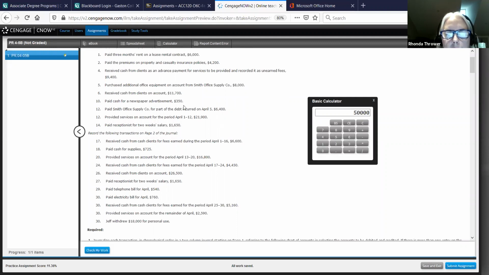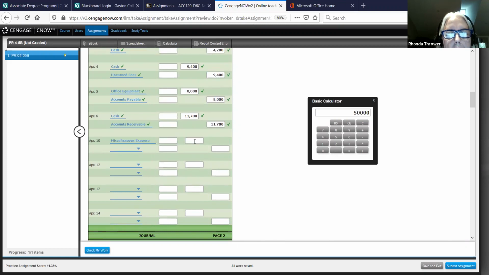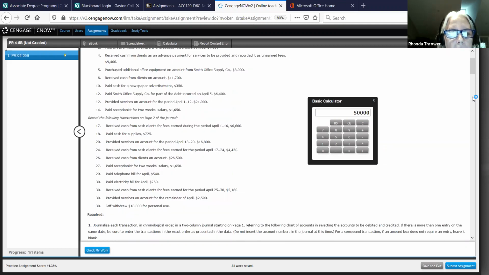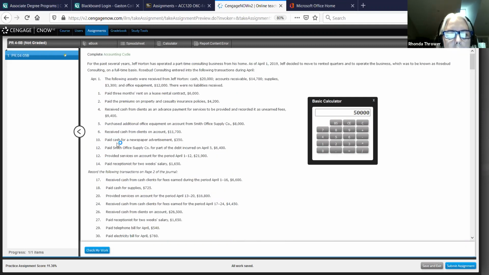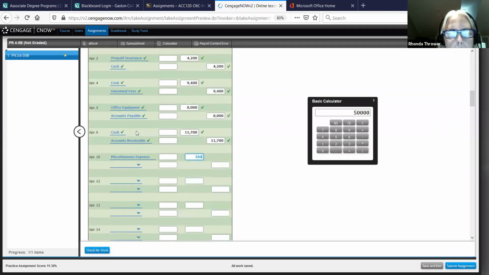So the newspaper advertisement is going to go into miscellaneous expense for $350. And let's look at that transaction again on April the 10th to see if we paid cash for it. We did. We paid cash, so our cash is decreasing. So on this transaction, we debited miscellaneous expense. We're going to credit the cash for $350. And I'm going to check my work.